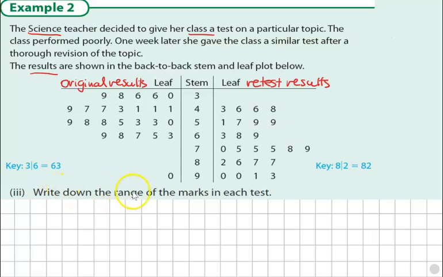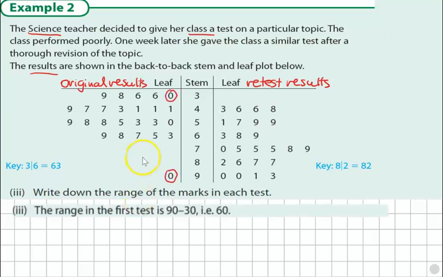Question 3. Write down the range of the marks in each test. That's going to be the maximum value minus the minimum value. In the original test, that 0 there represents 90, and that 0 there represents 30. It's just a coincidence that they're both zeros. 90 minus 30 is 60, so the range in the first test is 60.